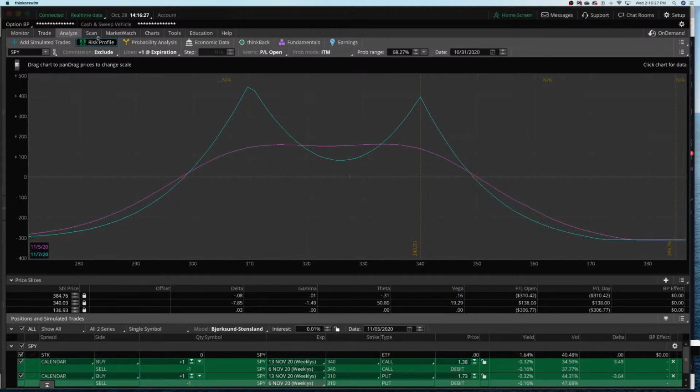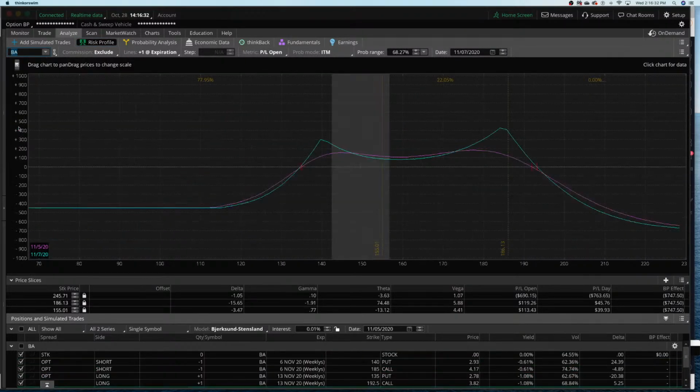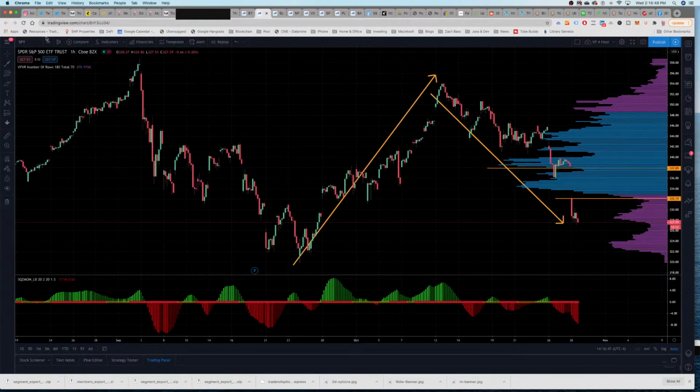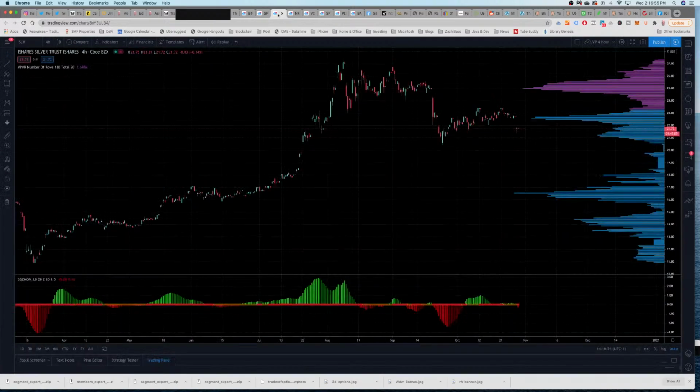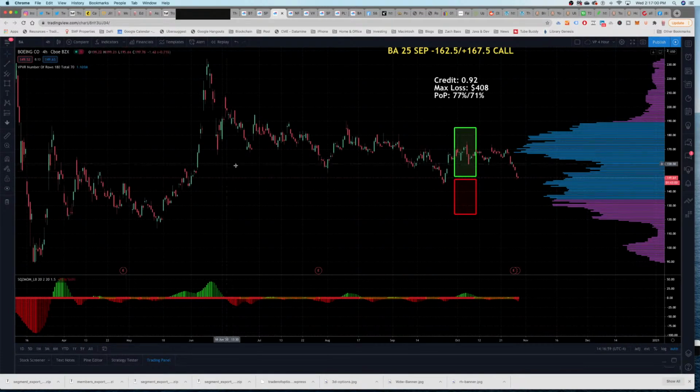And that's exactly what we're doing with Boeing right now. We've been in this trade for quite some time, and Boeing has been moving sideways for a long time, and it's just now starting to move to the left. It's stayed in the center. So if we were to take a look at Boeing and its long-term view, let's see, BA. We can see that Boeing has been moving sideways for a long time.